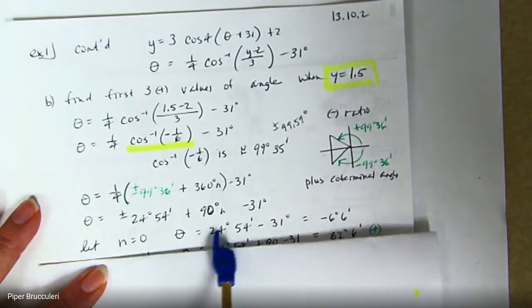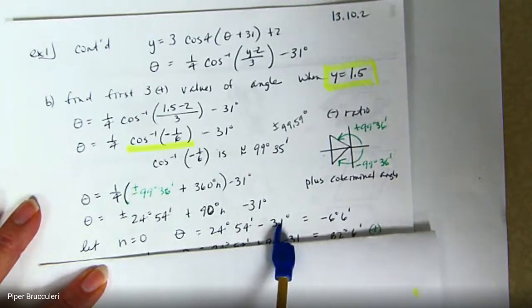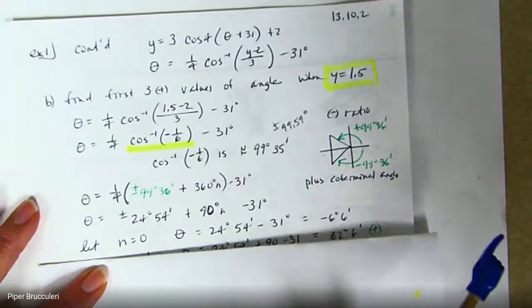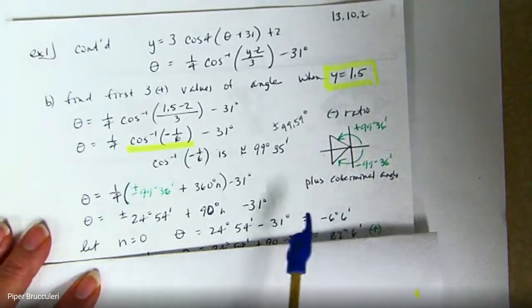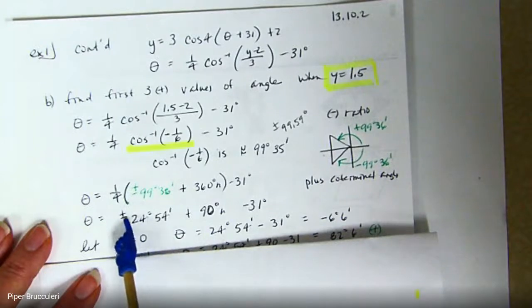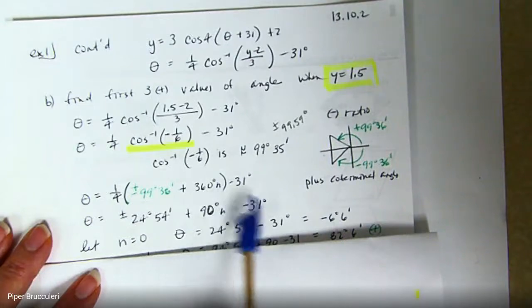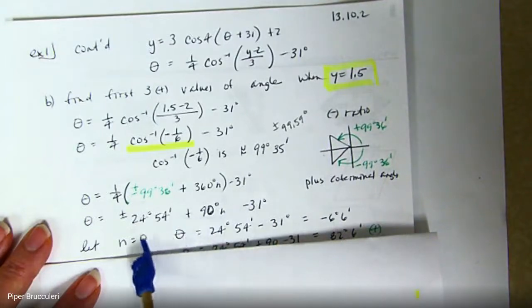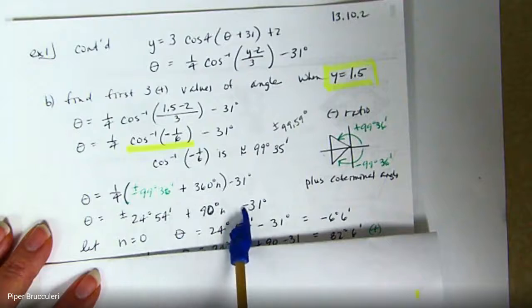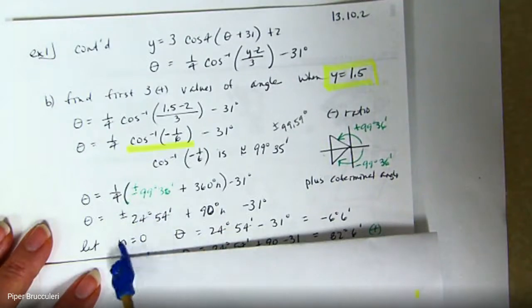So it's just 24 degrees and 54 minutes minus the 31, which is going to be negative 6 degrees and 6 minutes, or your decimal value if you chose to do that. Okay, that is n of 0. Now, if I did n of 0 on the negative 24 degrees, well, I know minus 31 is going to make it more negative, so I'm not going to bother putting in n of 0 for the negative version because it just makes it more negative. 24 minus 31, so I'm just going to do just the positive angle at n equals 0.